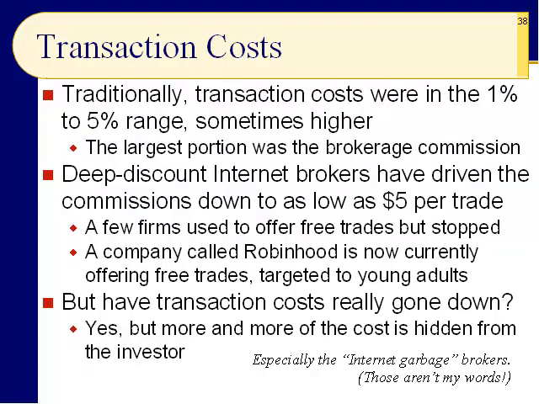Slide 38. Let's talk about transaction costs. Well, folks, transaction costs have come down dramatically. They used to be 1 to 5% sometimes, and the largest portion was the broker's commission. But now, deep discount internet brokers have driven the commissions down to $7, $5 a trade. And a few firms used to offer free trades, but they stopped.